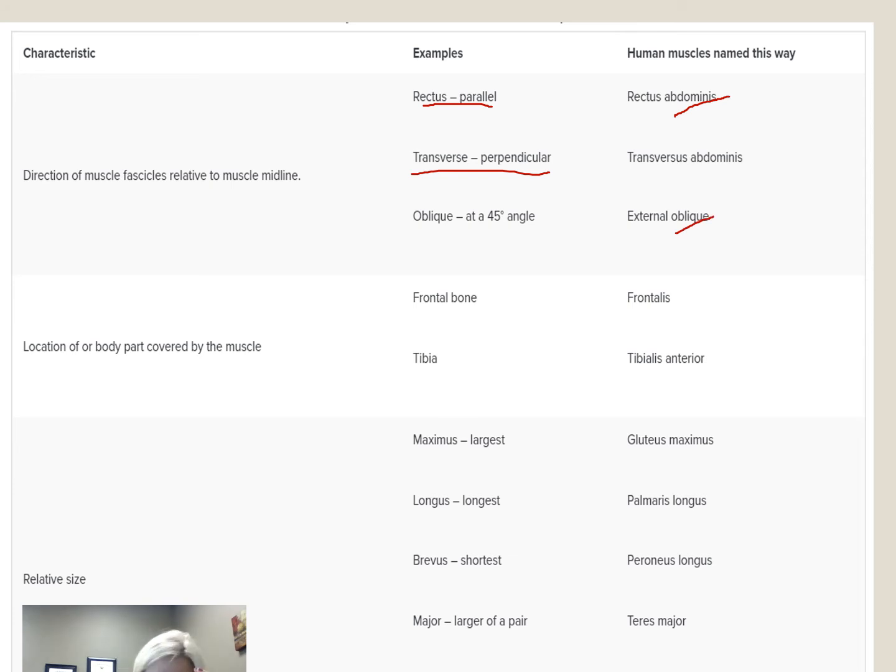Some are named by the location of the body part that's covered by the muscles, like the frontal bone. The muscle that covers the frontal bone is the frontalis, okay? And it's actually the frontalis portion of the epicranius. And you also have the occipital bone, remember, at the back of your head, and that's the occipitalis, all right? If it's near the tibia, tibialis anterior, okay? Size, and so we've already talked about these. Here are those for size.